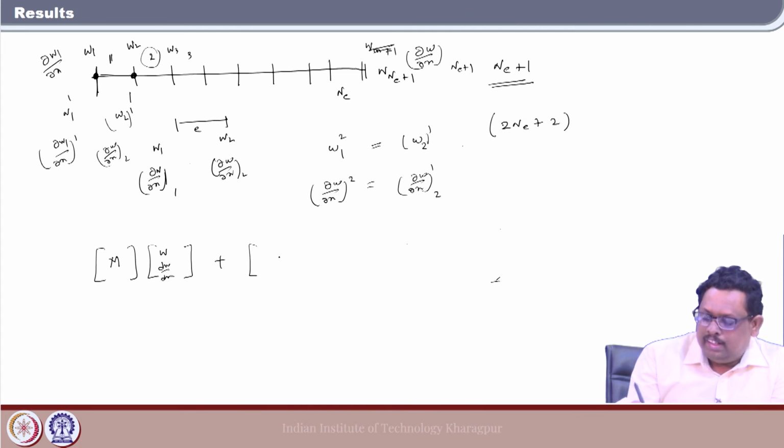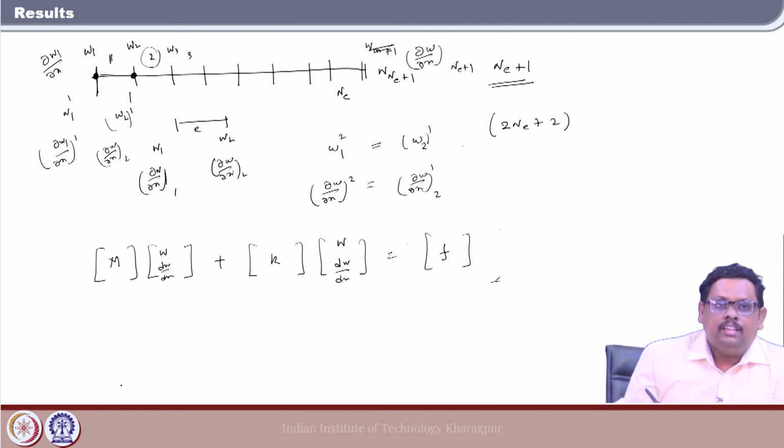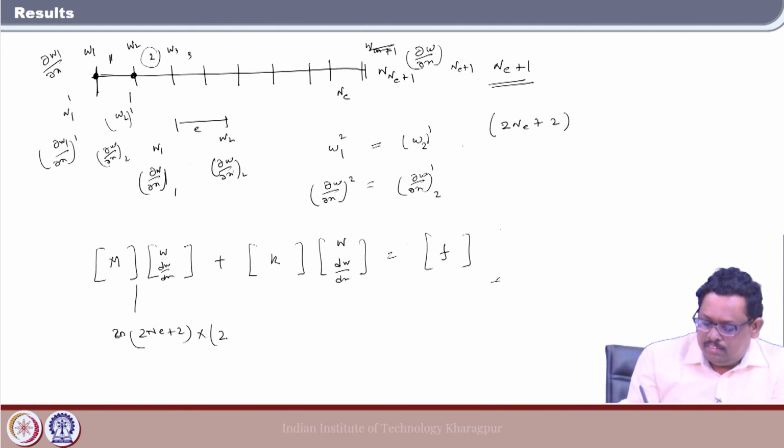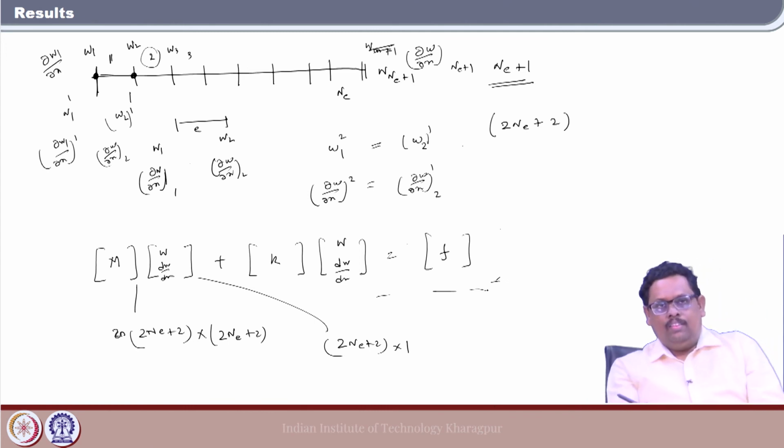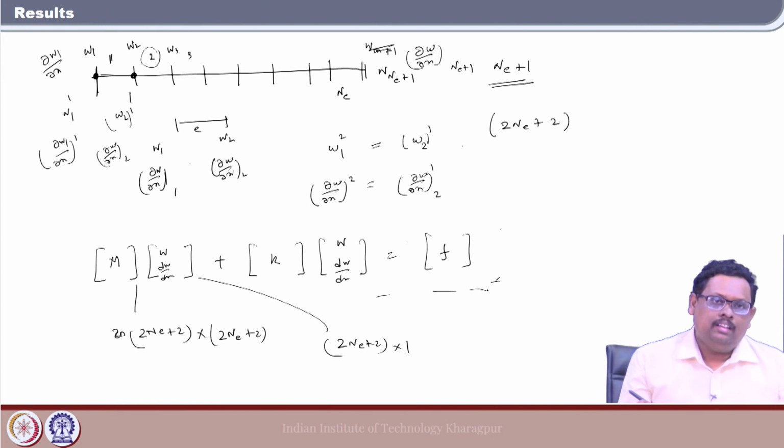Similarly, I am going to write the stiffness matrix K, again multiplying the vector of w and del w del x, and then the right hand side which is the force matrix. So, what is the dimension of this matrix? It should be 2 into n e plus 2 cross 2 into n e plus 2, and this one is nothing but 2 into n e plus 2 cross 1 and so on. So, now my job is how do I write this element matrix.